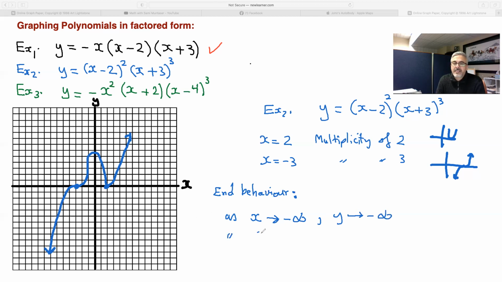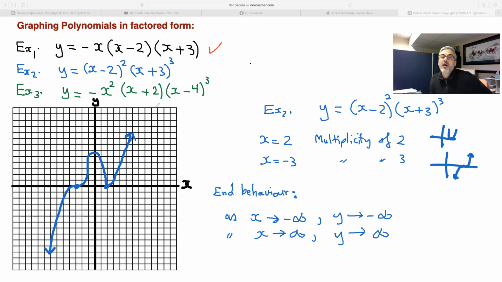And as x is moving further to the right, which is going to positive infinity this way, then y here is also going to positive infinity, because as we move to the right, following this graph, the graph is heading up to positive infinity. And this is the end behavior.